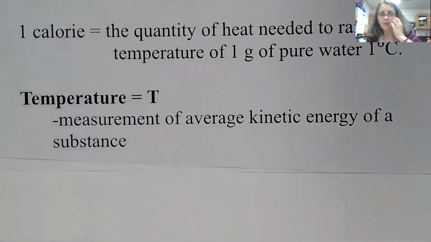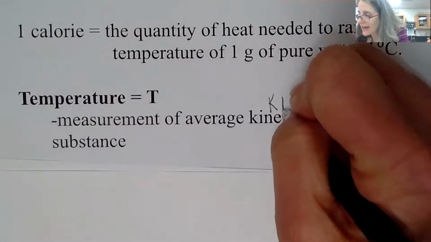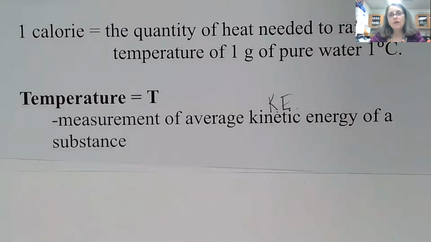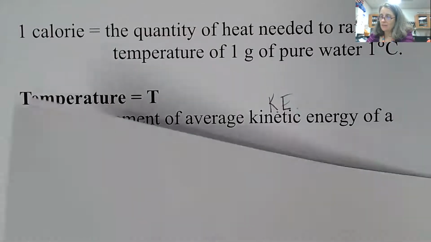Well, that is what we call temperature. And temperature is going to be a capital T most of the time that you see it. It is the measurement of average kinetic energy of a substance. Kinetic energy, again, can be abbreviated KE, and it is the energy of movement. Everything is moving unless you're at absolute zero, so everything is going to have some kind of temperature.